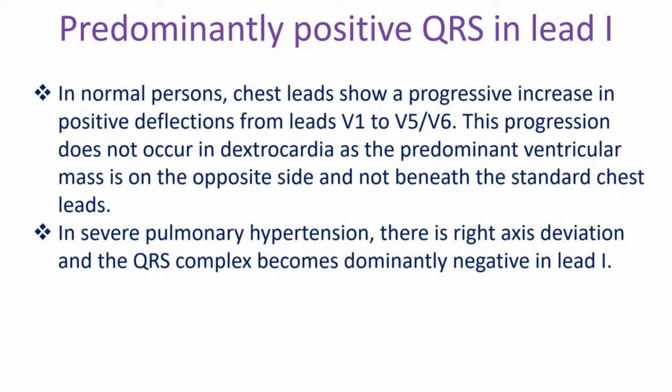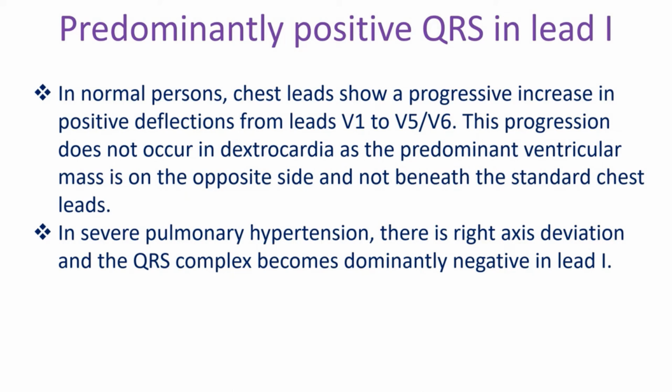In normal persons, chest leads show a progressive increase in positive deflections from lead V1 to V5 or V6. This progression does not occur in dextrocardia as the predominant ventricular mass is on the opposite side and not beneath the standard chest leads. In severe pulmonary hypertension, there is right axis deviation and the QRS complex becomes dominantly negative in lead 1.